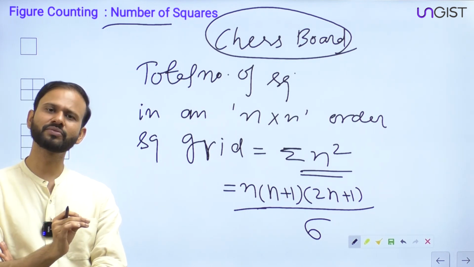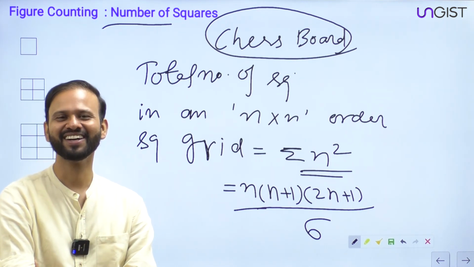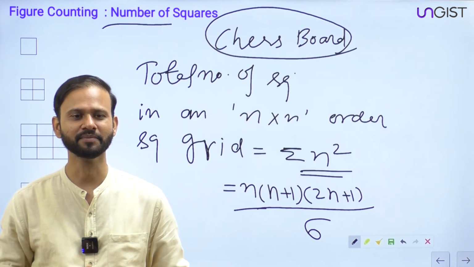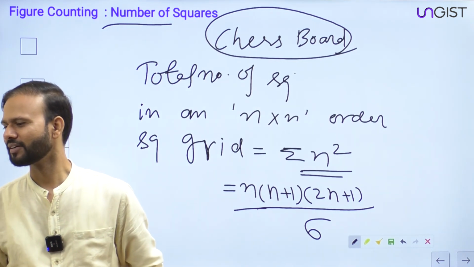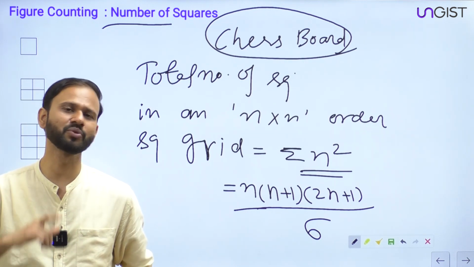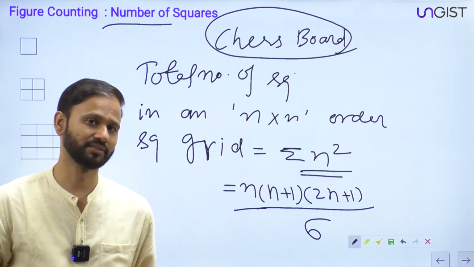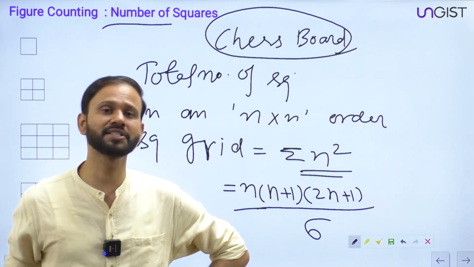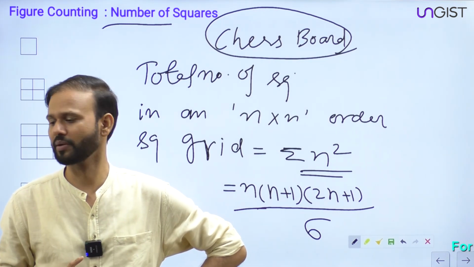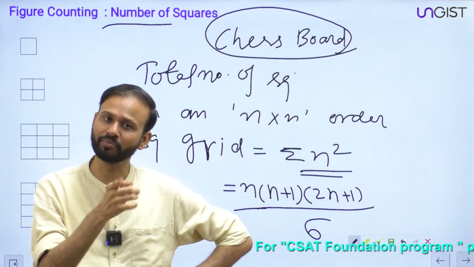First of all, do you know what a chess board is? This is a square grid of what by what? What is the order of a chess board? Priya is saying 64. Priya, 64 won't be the answer, because 64 is the 1 by 1 order squares only. What I am asking is the total number of squares in a chess board. After reading sigma n square, your answer should not be 64.